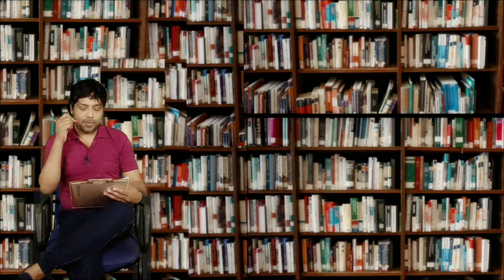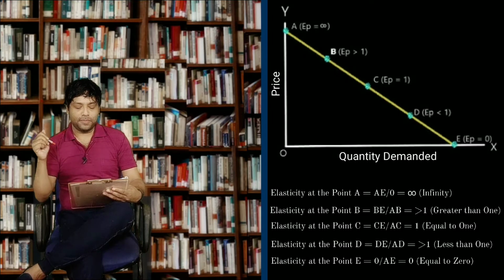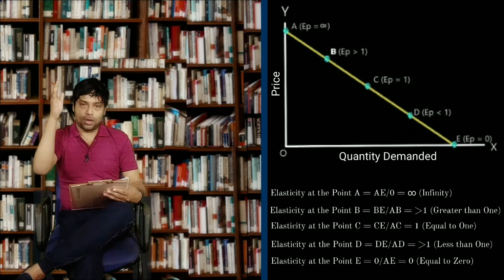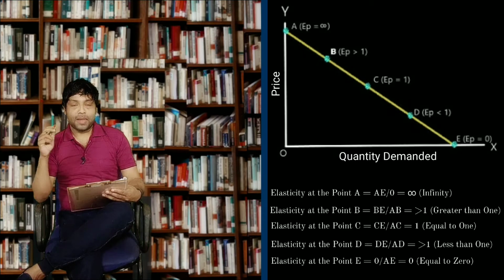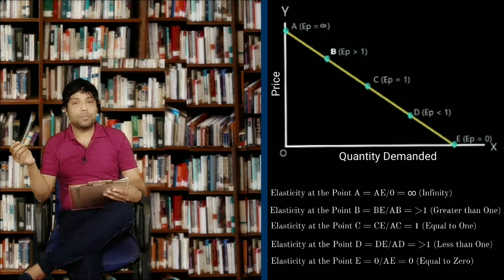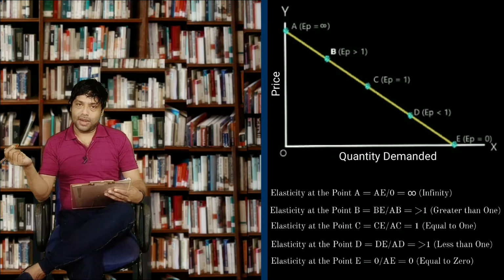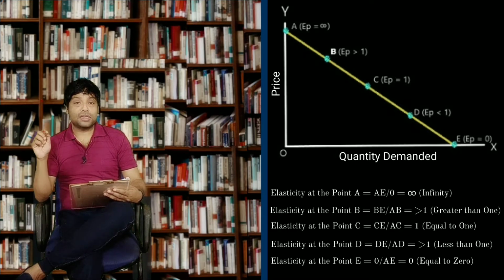So the straight line demand curve is displayed on the screen. When you draw the demand curve, we know that on the x-axis we take the quantity demanded and on the y-axis we take the price. AE is the demand curve touching both the axes. There are 5 points on the demand curve: A, B, C, D, and E. Let us assume that C is the middle point of the demand curve. So we can say that this point is dividing the curve into two equal halves.